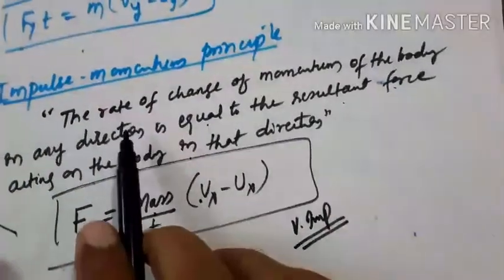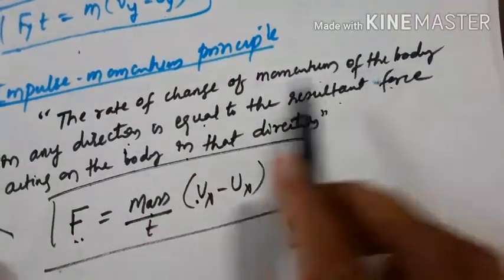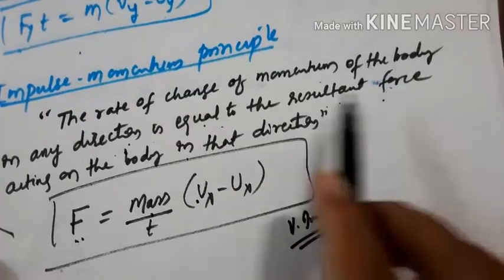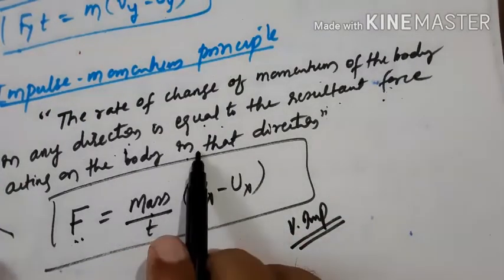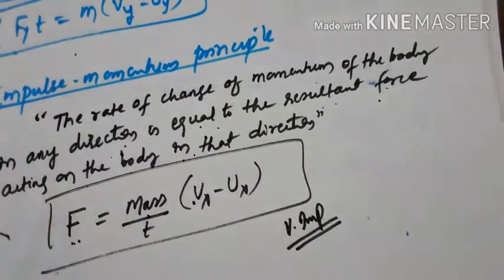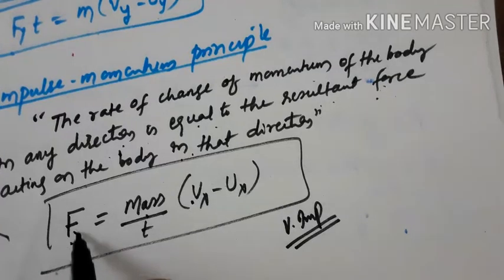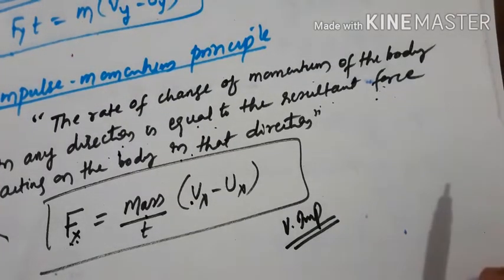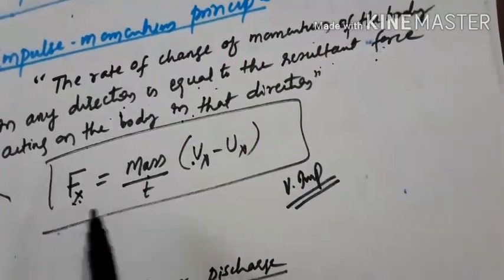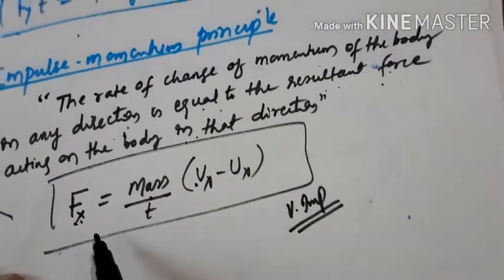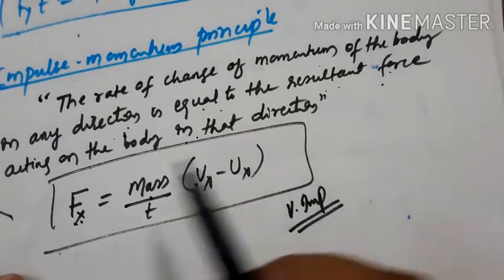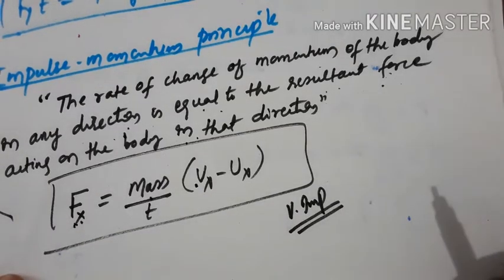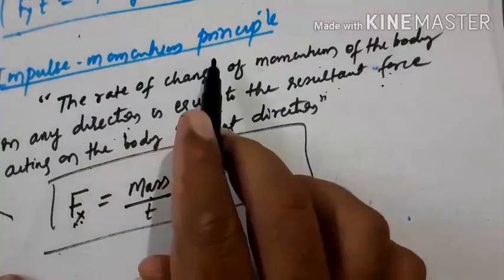Once again I'll repeat, the rate of change of momentum of the body in any direction is equal to the resultant force acting on the body in that direction. In whichever direction you apply a force, in that direction the momentum of the body changes. If you apply in x direction, the momentum changes in x direction. If you apply in y direction, the momentum changes in y direction. That is the impulse momentum principle.